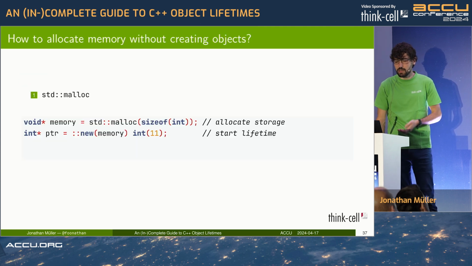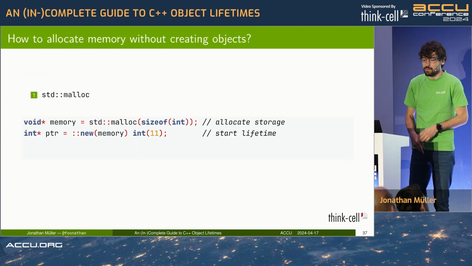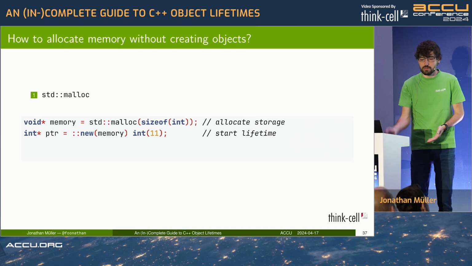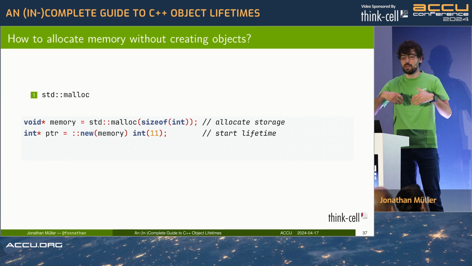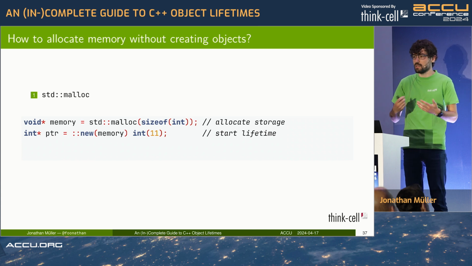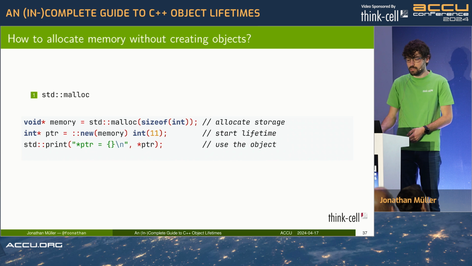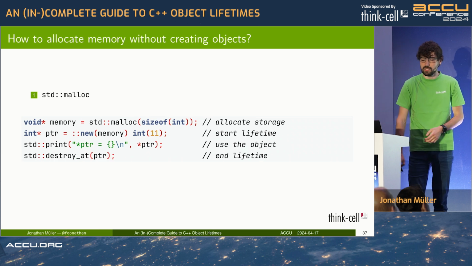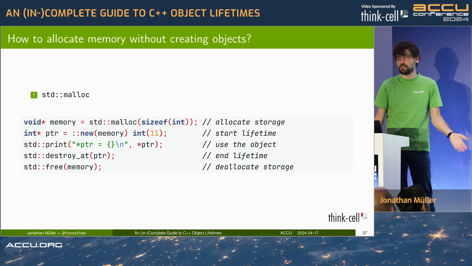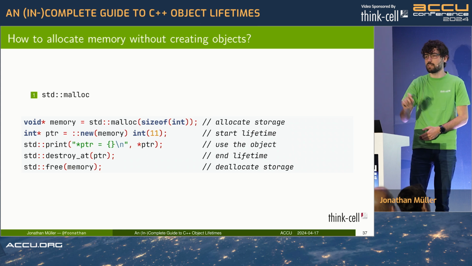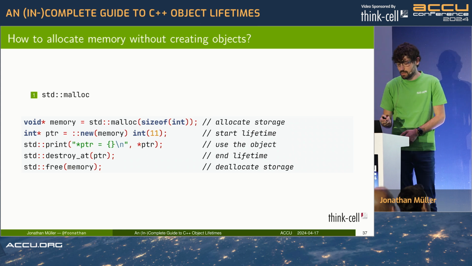How do we get that memory? We can use malloc, for example. The C function malloc just allocates memory, it doesn't create any objects. So we get memory, we call placement new to start the lifetime of a new int object in that memory, and then we can happily use it. Then to end the lifetime we need to destroy it, and we also need to free the memory. And this is the full life cycle of the object, manually written out every single thing.